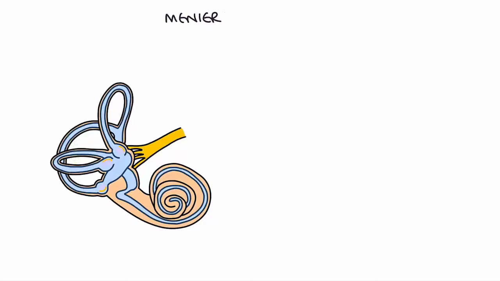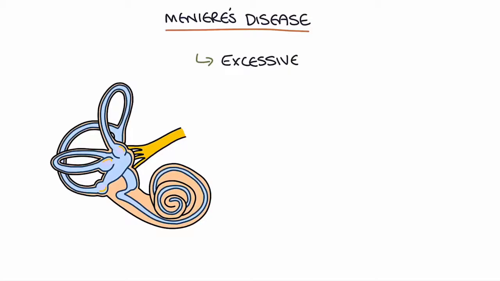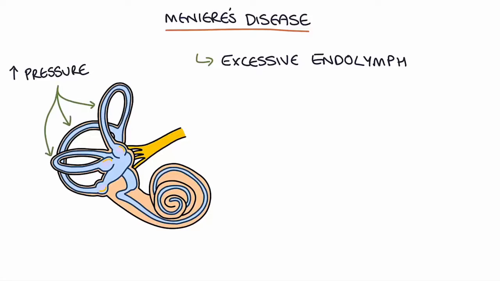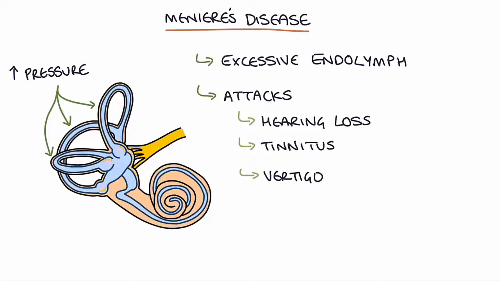Next, let's talk about Meniere's disease. And this is thought to be caused by an excessive build-up of endolymph in the semicircular canals, causing a higher pressure than normal, which disrupts the sensory signals. It causes attacks of hearing loss, tinnitus, vertigo, and a sensation of fullness in the ear.